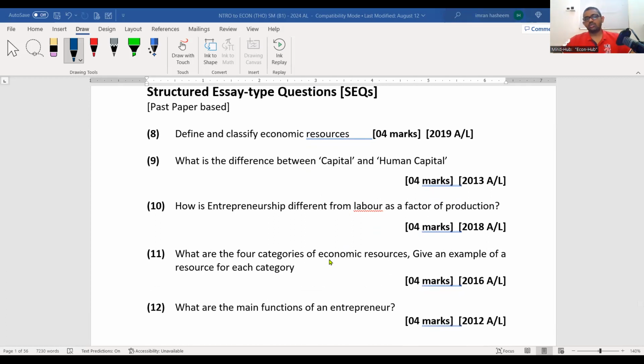Okay, right. So next session, we are hoping to start basically the production possibility frontier, which is the second chapter of Unit 1. So with that, let me conclude the session.